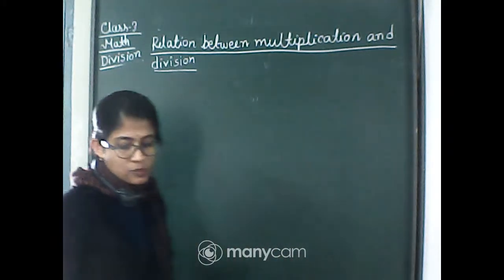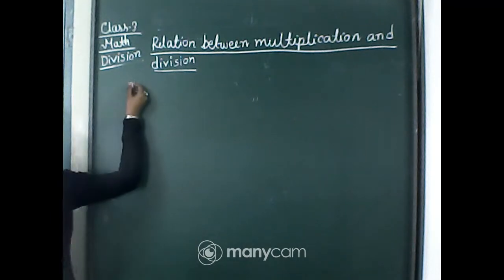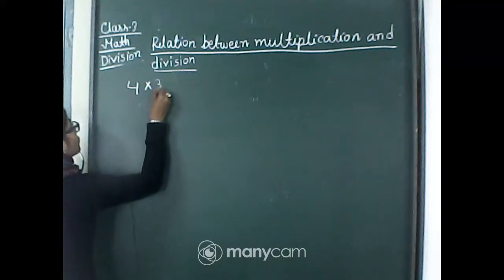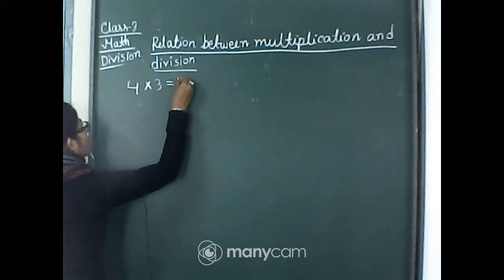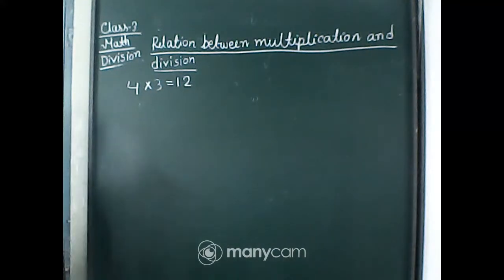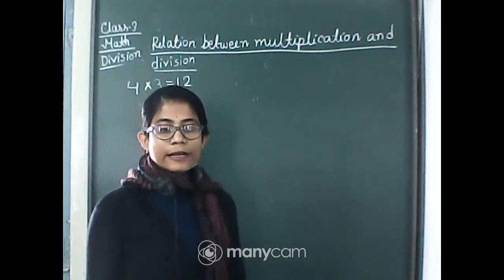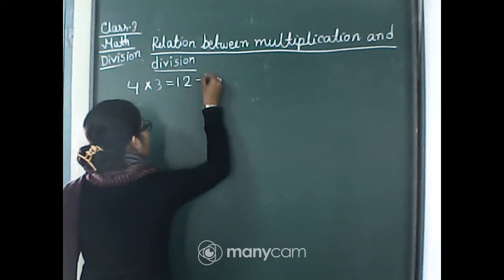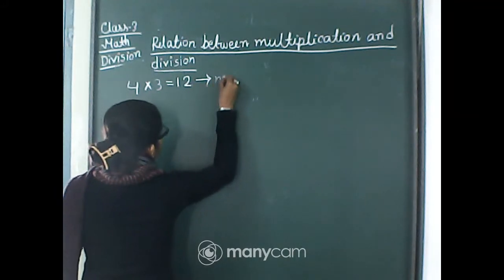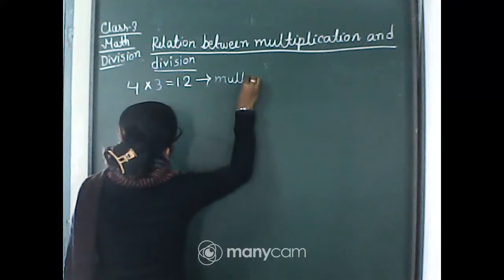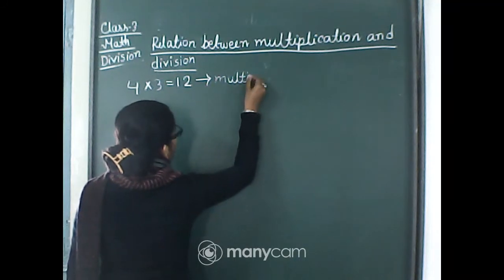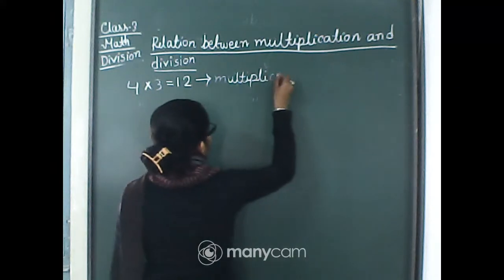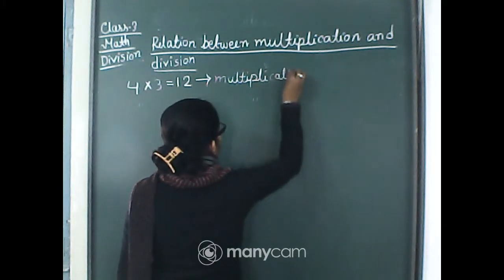So let's see. If I say 4 into 3, 4 into 3 equal to how much, student? 12, isn't it? 4 into 3 equal to 12, we all know. Now this is the multiplication form or fact, isn't it? Multiplication form.